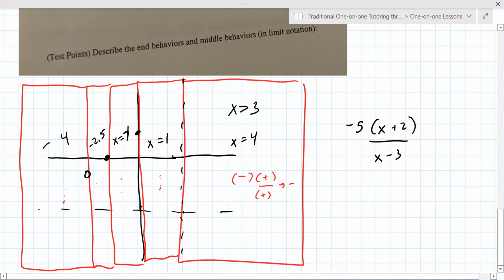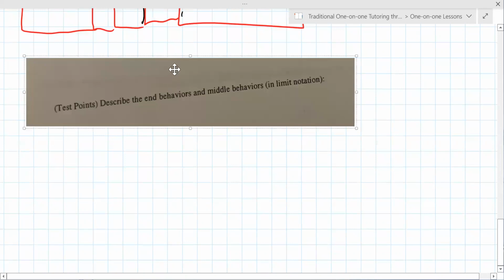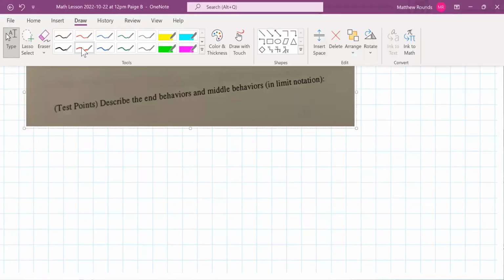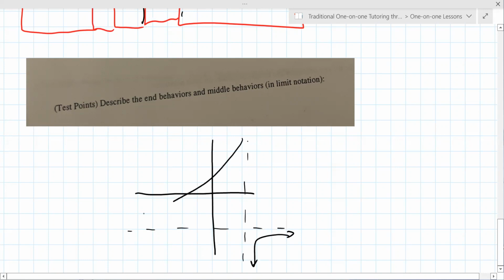Okay, but let's actually talk about, let me get the graph, and let's talk about how to write the behavior again. So let me just make a quick sketch here of your graph. So you've got this, and then you've got this up here. Okay, so we need to do a couple of things here.